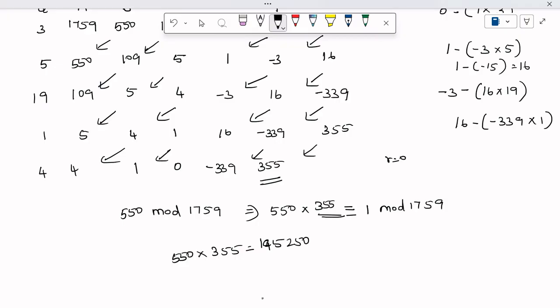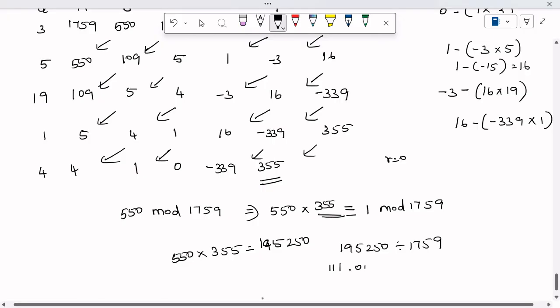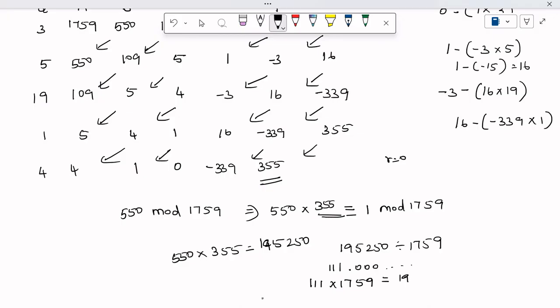195250. So here you can try it out. 195250 divided by 1759, you will get 111.000 something. So now 111 multiplied by 1759, you will get the result as 195249. So here you can see the difference is 1. So 550 multiplied by 355 is congruent to 1 mod 1759.